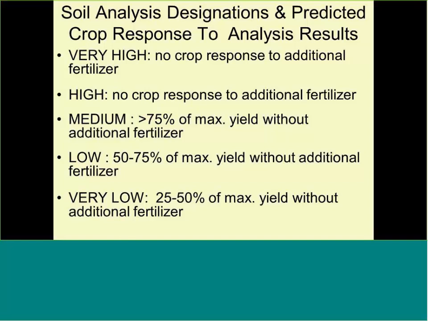Well, 25%, of course, that's not commercially feasible. That's not good for a homeowner, but that's what those numbers mean. Some people say, hey, I'm happy with 50% of my potential yield. I'm not going to add anything. That's what those numbers mean.